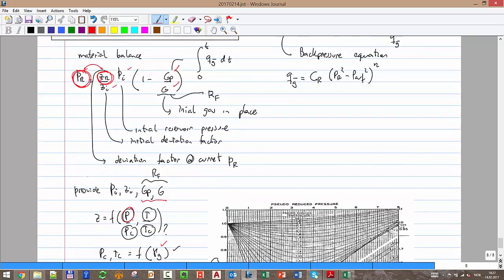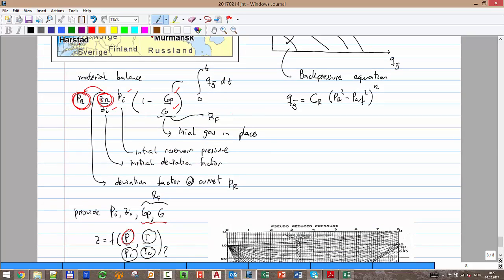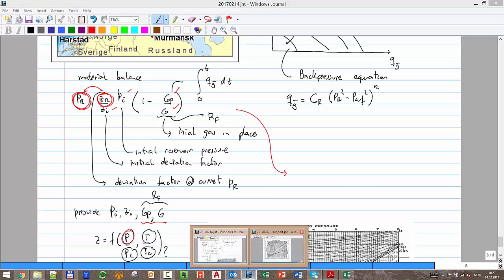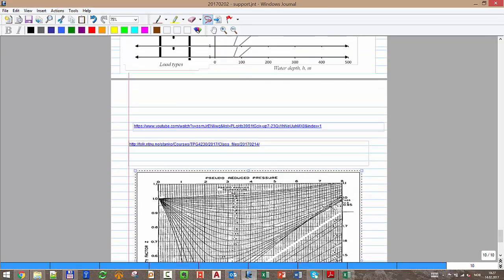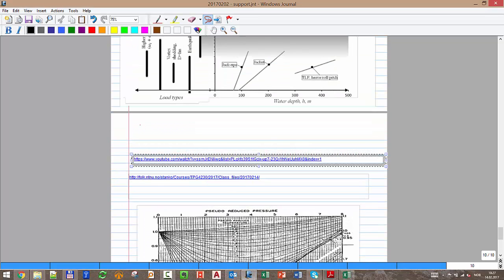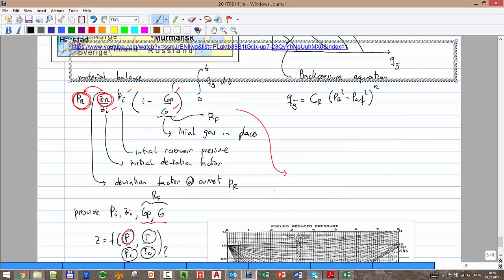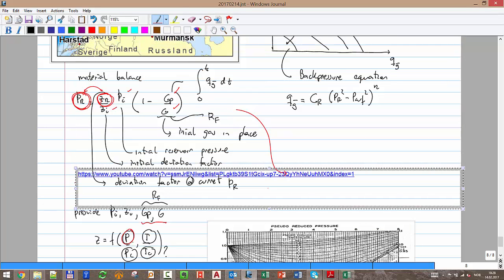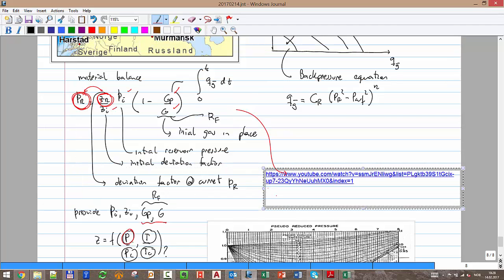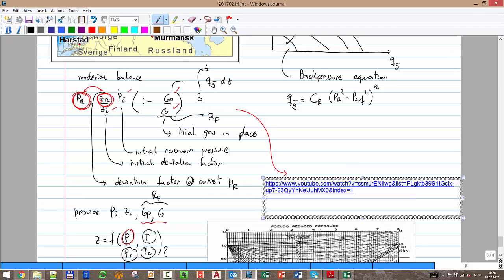Okay? If you have any doubts how this equation was derived, I think I can put the link here if you want to know exactly what assumptions were made. You can go to that link. That's a lecture by Curtis Whitson.